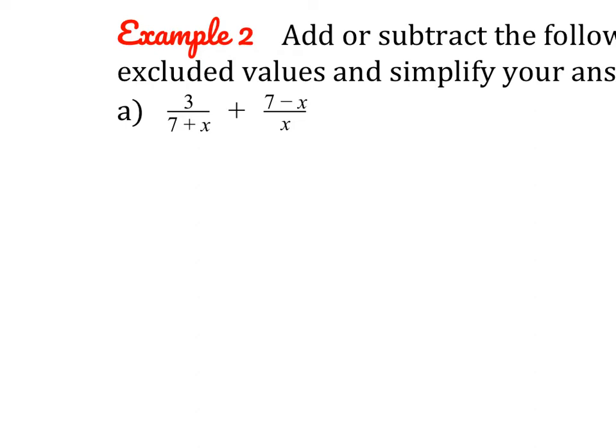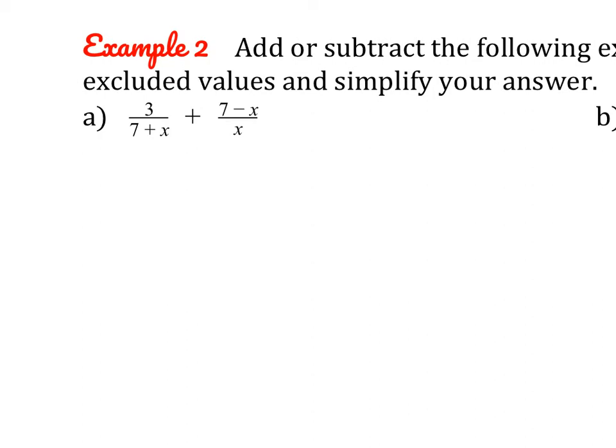So we can start by listing our excluded values, just so we have those done. So again, if we take this and we say it cannot equal 0, that means that x cannot equal negative 7. And this tells us that x cannot equal 0. So there's our excluded values.